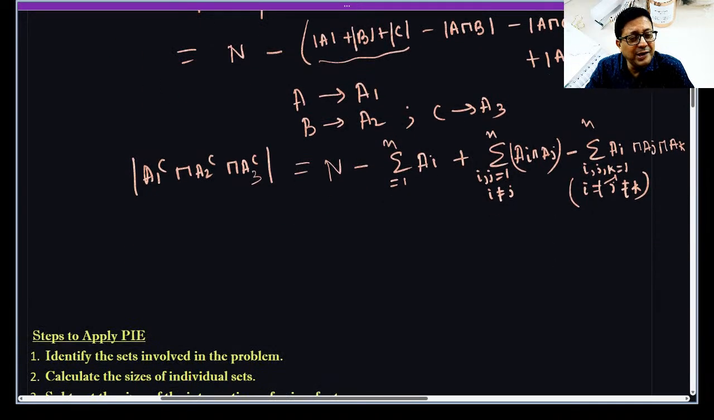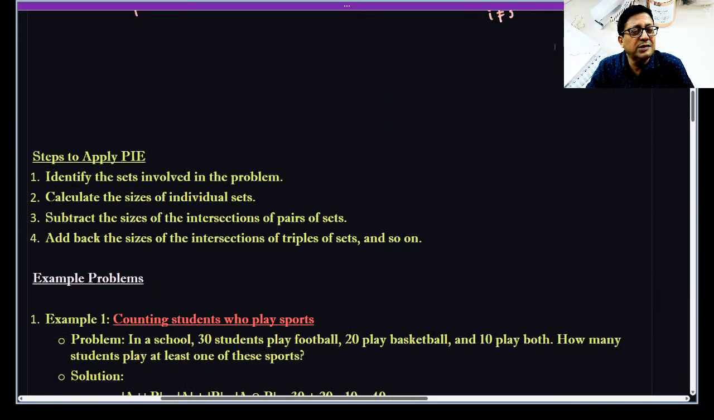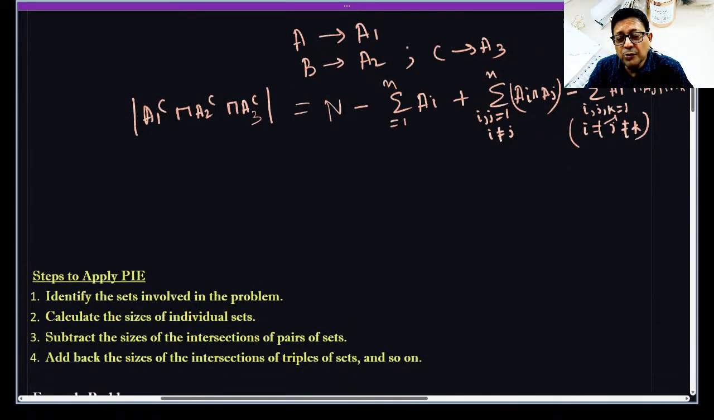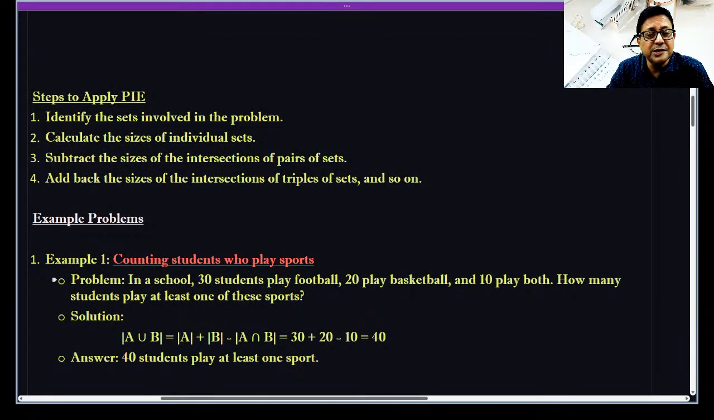Now this is the time to find some applications. Before doing that, we must identify the sets involved in the problem. We will calculate the sizes of individual sets. Then we will subtract sizes of intersections of pairs of sets, add back sizes of intersections of triplets of sets, and so on. Right now it is for three sets; if required, we will do it for many. Let us find a few applications.